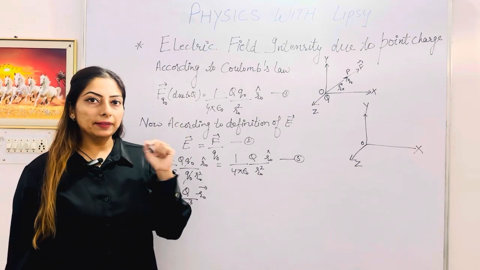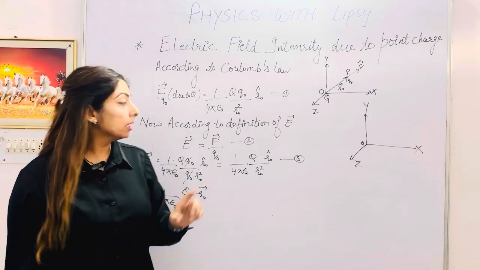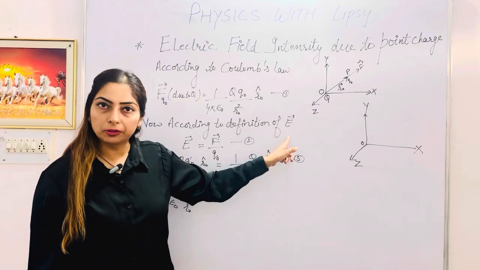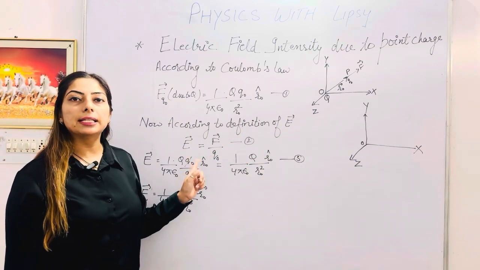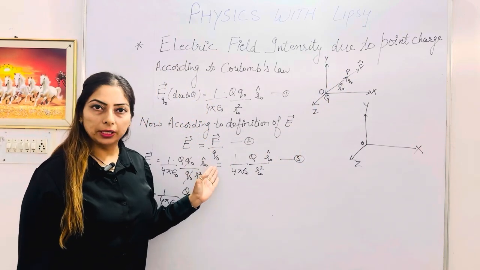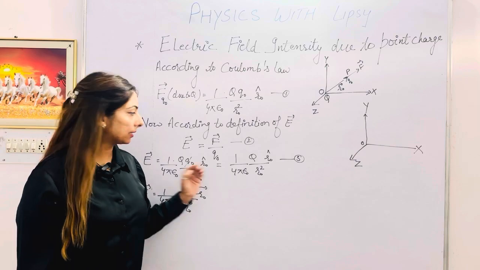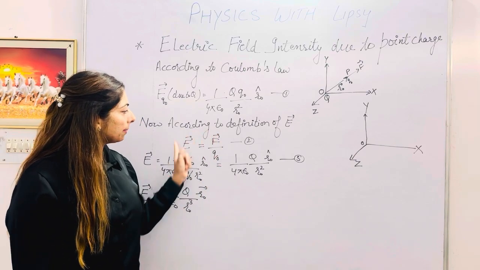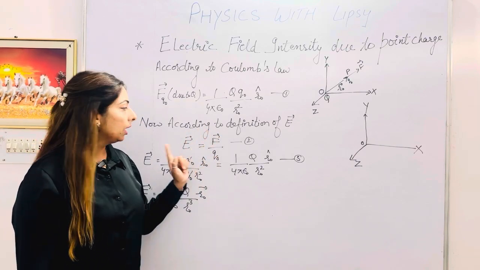And then in this article we need to find out electric field. So according to the definition, electric field intensity at certain point because of certain charge is force per unit charge, force per unit test charge. So here this is a mathematical form of electric field.